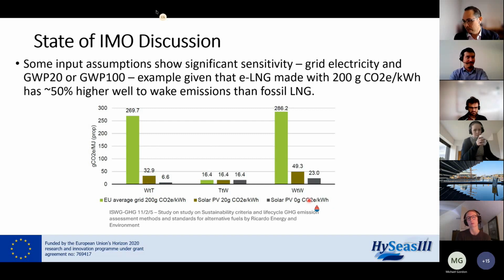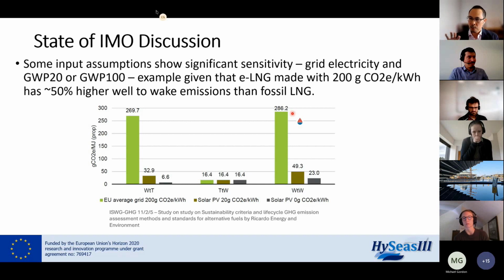And of course, if you had solar PV only and nothing else to back it up, this is kind of the holy grail, 0 CO2 equivalent per kilowatt hour, then you'd have a vanishingly low value for this. But when you put this back into real numbers, if you assumed that your grid was 200 grams CO2 per kilowatt hour, it would mean that eLNG would have 50% higher well-to-wake emissions than fossil LNG.